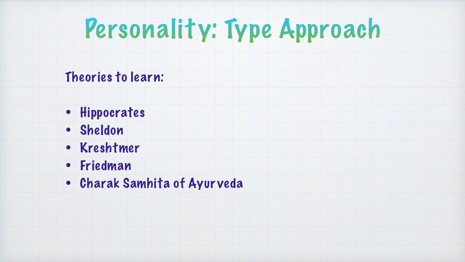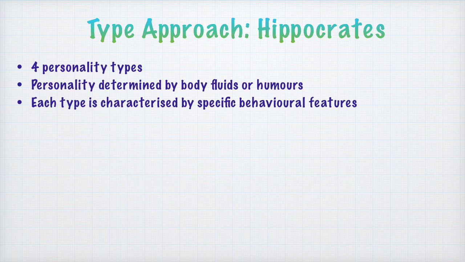The theories we are going to cover in this lesson are given by Hippocrates, Sheldon, Kretschmer, Friedman and Charaka Samhita of Ayurveda. Let us start with the theory of personality given by Hippocrates. Hippocrates was an ancient Greek physician who is now known as the father of medicine. He has contributed greatly to the field of medicine. Interestingly, he is also considered to have given the first theory of personality.